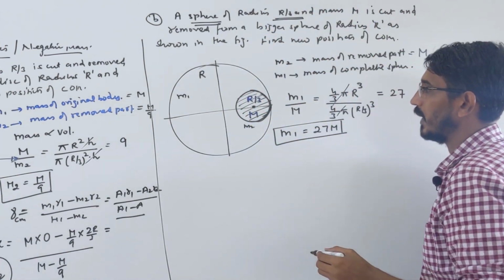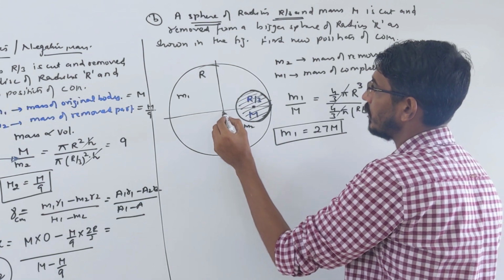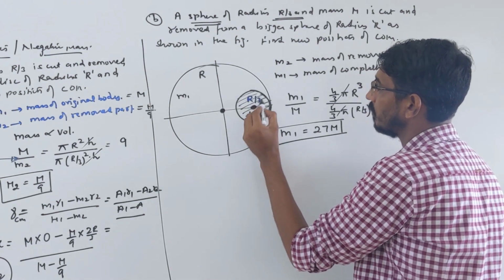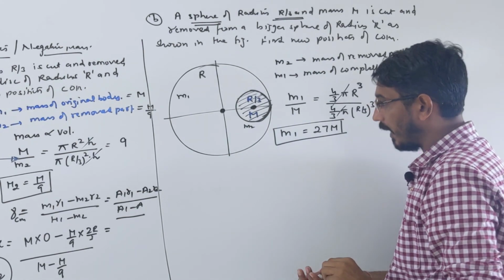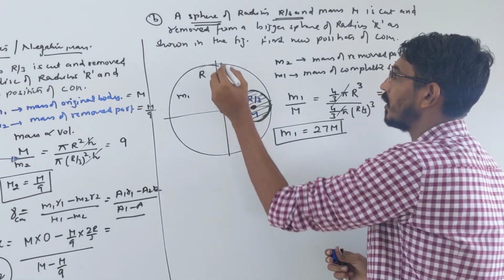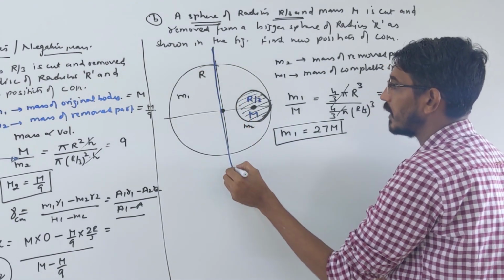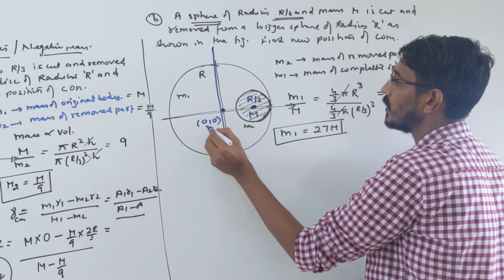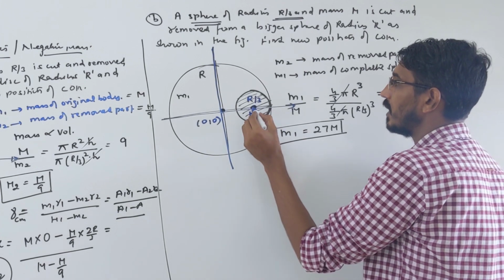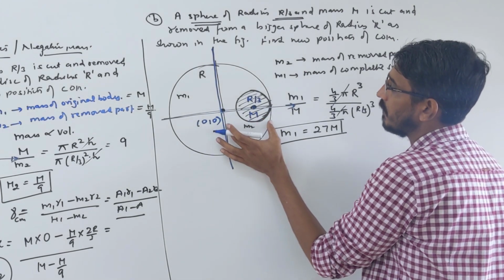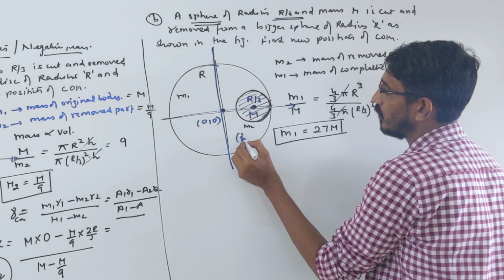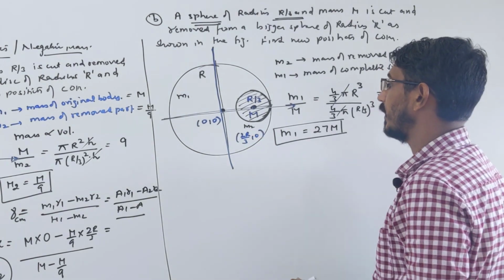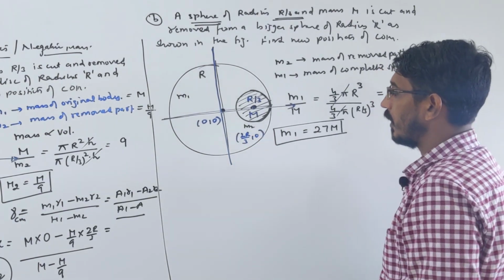Let's go next. Locate the individual center of mass of the complete disc and the individual center of mass of the removed part. The coordinate system we always choose at the original disc center. This is always 0, 0, right? And the removed part's center is at r by 3 from the edge, so that becomes 2r by 3 and 0. Correct? Now let's write the formula.